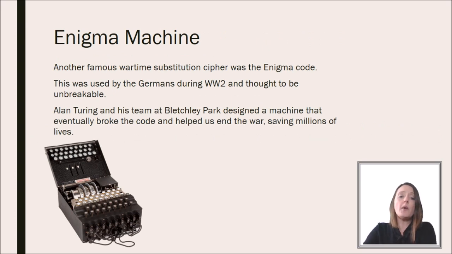So, how else? Let's have a look at the Enigma machine. This is another famous wartime substitution cipher. It's famously known as the Enigma code and was used by the Germans during World War II, and it was thought to be unbreakable. Now, there was a man called Alan Turing, and he and his team at Bletchley Park designed a machine called the Bombe, which eventually broke the code and helped to end the war. I think they estimate that about 2 years earlier than it would have done naturally, saving millions and millions of lives.